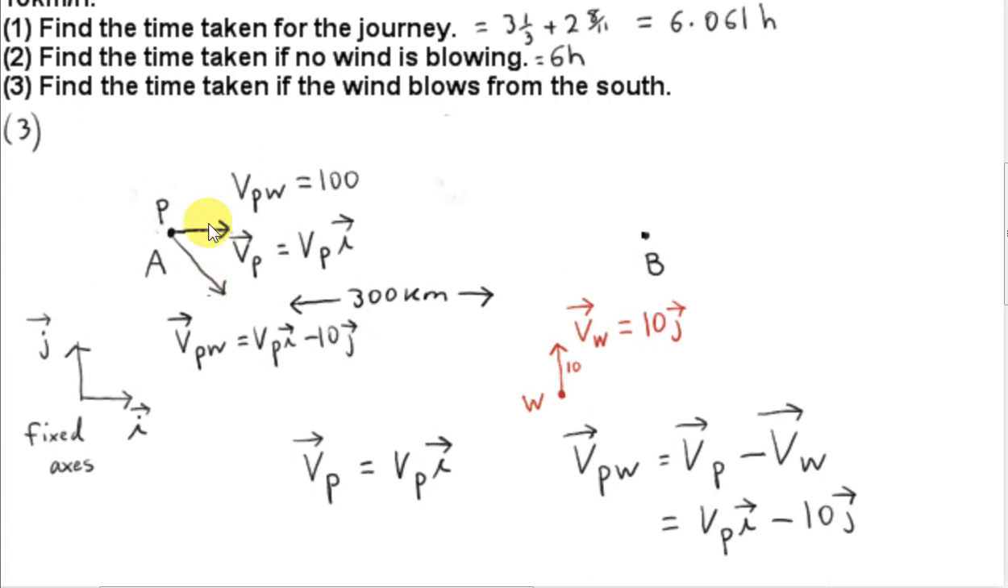Notice that the i components of both of these vectors are the same. So if we project the tip of Vpw onto the horizontal, we see that the projection of Vpw is just vector Vp. The vertical component is minus 10 j. Now we know the magnitude of vector Vpw. The magnitude is 100.